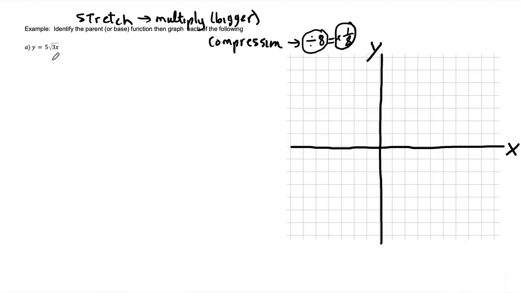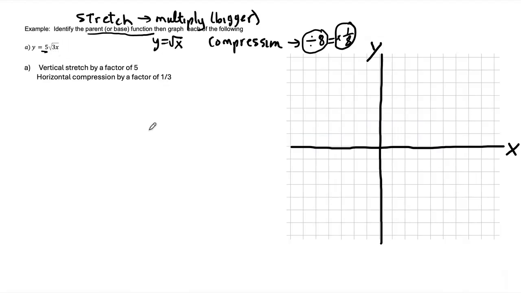Looking at this example, it appears that we have the root x function with a 5 and a 3 thrown into the equation. So my base function is y equals root x. Now let's go over the transformations. We would say that we have a vertical stretch by a factor of 5. That's basically saying that the y values are all going to get multiplied by 5. That makes sense. We have 5 times the root function, so the y values are equal to 5 times the y values of the square root function.